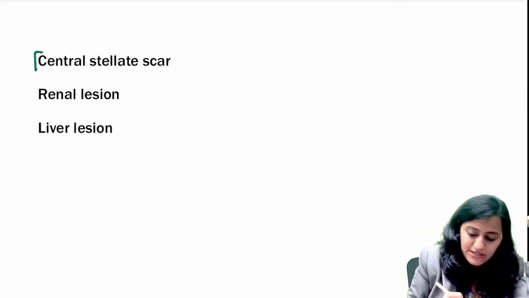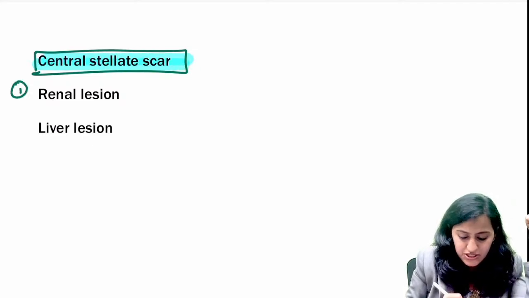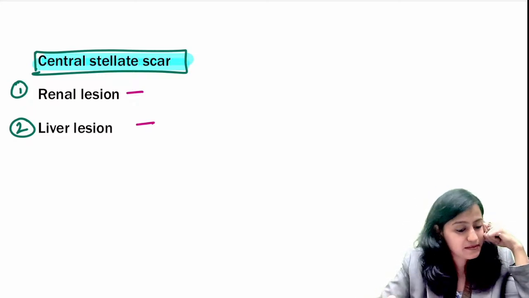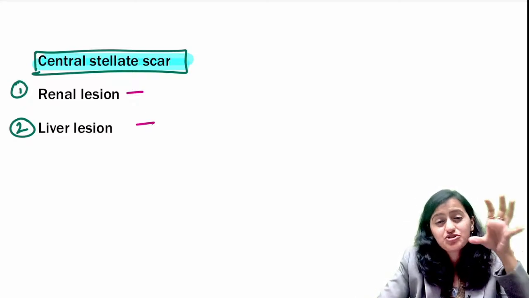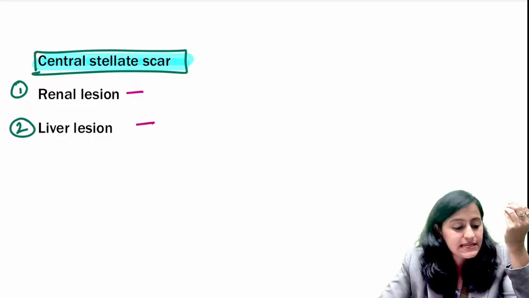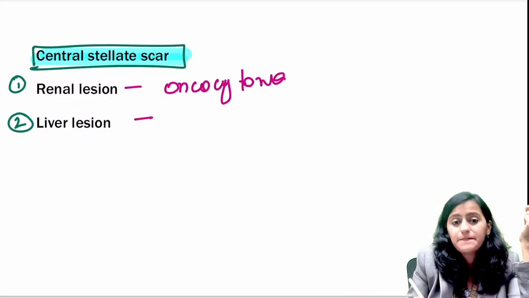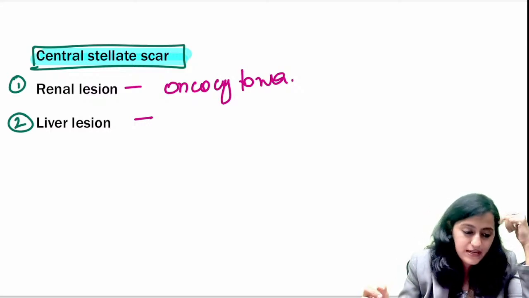Okay, coming to the central stellate scar. What renal lesion and what liver lesion will give the central stellate scar? Which renal tumor gives the central stellate scar? Very good, Sarah. You are absolutely right. It is oncocytoma, which can give the central stellate scar, and in the liver. Very good, anonymous. What else?